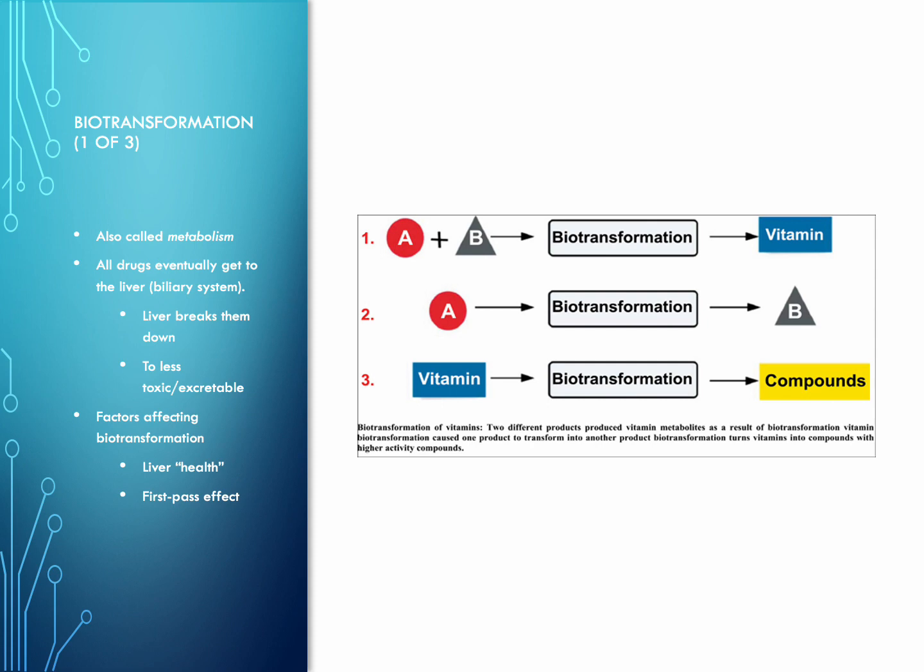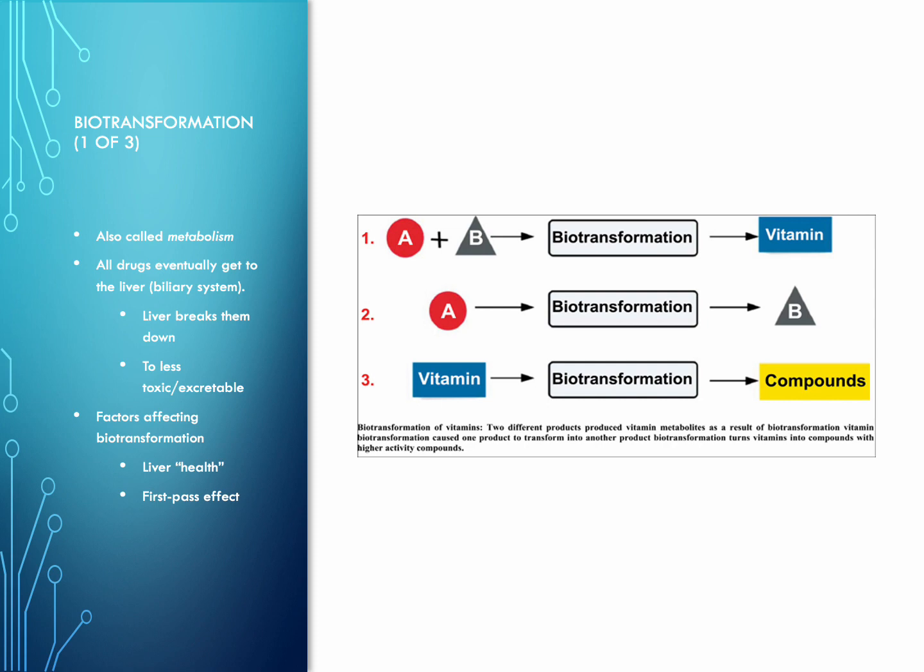So I might say biotransformation, I might say metabolism, they mean the same thing. So as the term biotransformation suggests, this is the process that changes the drug's chemical composition. And the main goal of the process is to change lipid-soluble drug molecules into water-soluble molecules so that they can be excreted more easily. But there are some factors that can affect the metabolic rate, and these include the health of the liver and something called the first pass effect.